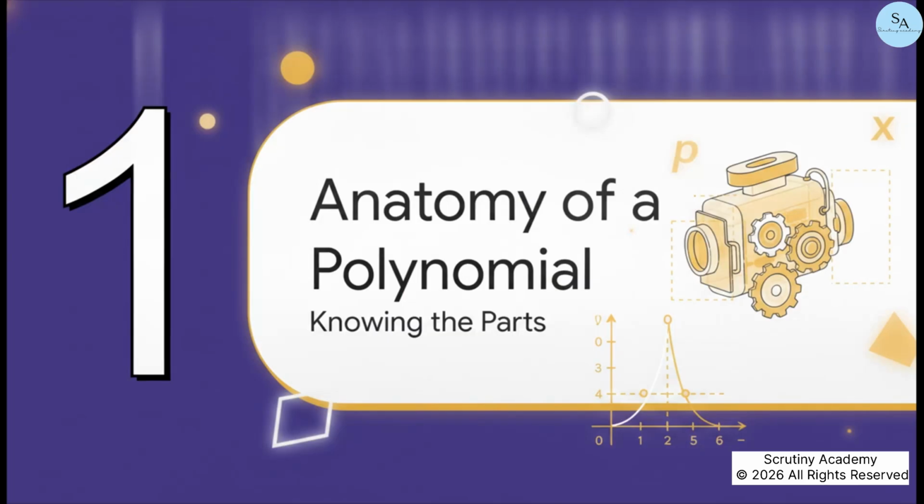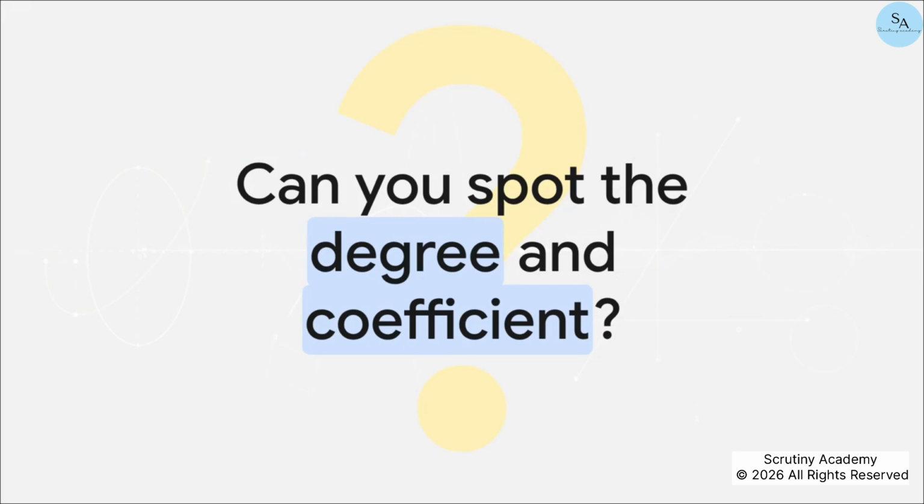Section 1. Anatomy of a polynomial. Before we go hunting for hidden zeros, let's just build up some confidence by reviewing the basics. Look at this expression, 5x to the 7th power minus 6x to the 5th plus 7x minus 6. Looks kind of intimidating, right? But reading an equation like this is literally just like reading a sentence once you know the vocabulary.